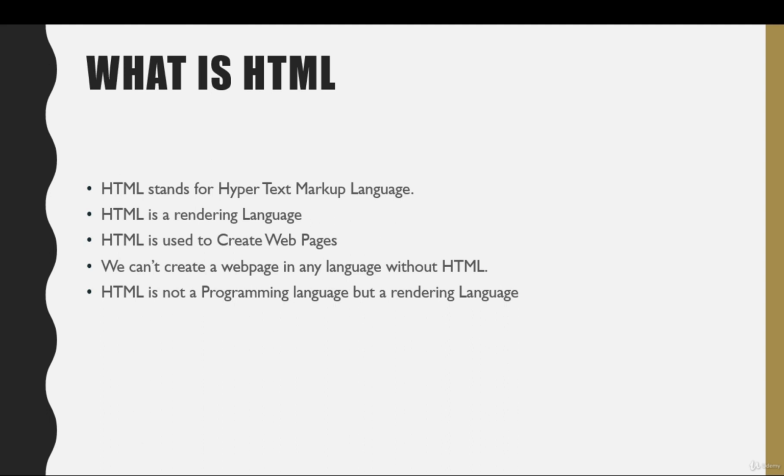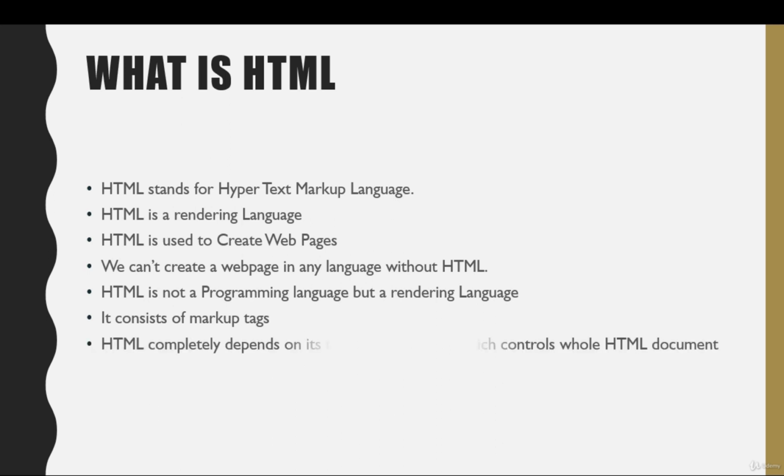HTML is not a programming language but a rendering language, as I said before. Okay, it consists of markup tags. It means if you want to put any data, for example an image or a heading, you have to use the markup tags: a starting tag, an ending tag, or an empty tag. The empty tag has no ending or starting tag, just like the line break. Line break doesn't need a starting or ending tag, just a simple empty tag. HTML completely depends on its tags and attributes, which control the whole HTML document. As I said, we need to apply the tags, and for making the tags more interesting, we use attributes. So basically the complete HTML depends on both things: its tags and its attributes.